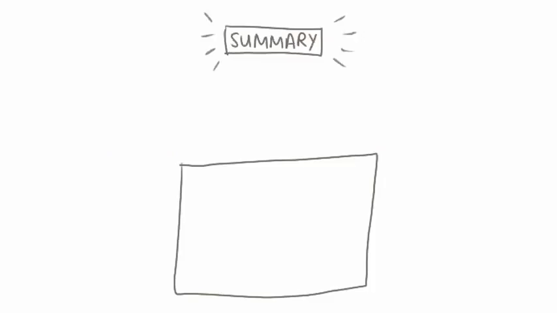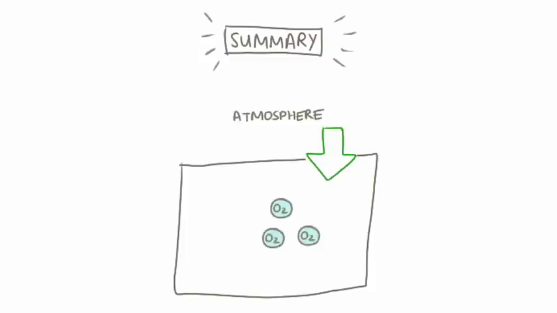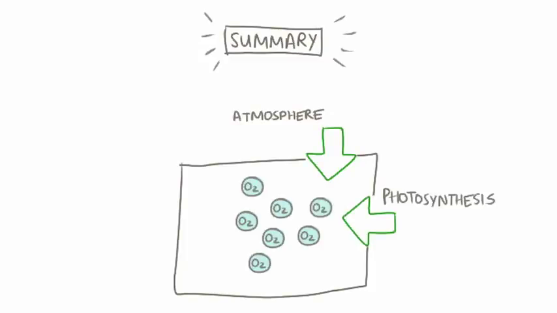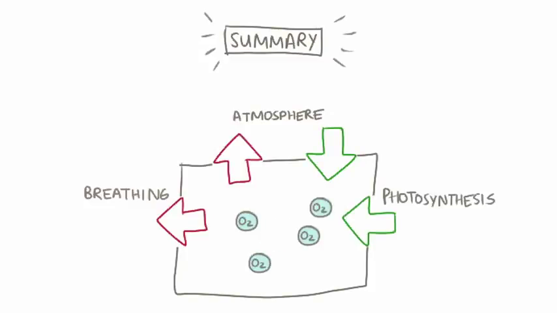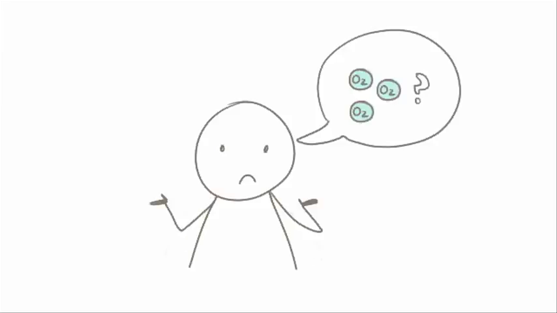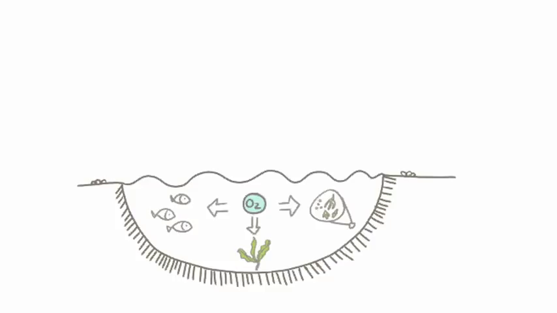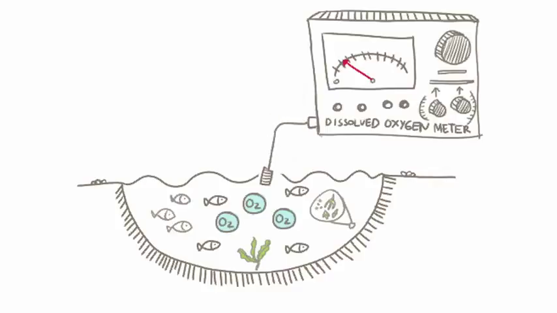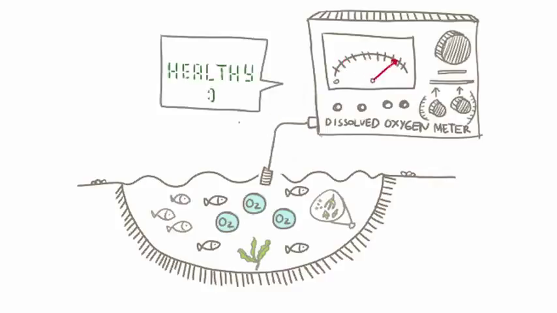So let's sum that up. Dissolved oxygen enters water from the atmosphere and from photosynthesis, and then gets taken up by living things or exits into the atmosphere depending on water temperature, saltiness, and the amount of already dissolved oxygen. Now you're probably thinking, who cares what the amount of dissolved oxygen is? Well, remember that living things need oxygen to live, and the more oxygen there is, the more animals can live there. So scientists measure dissolved oxygen to find out how healthy a body of water like a lake or a river is.